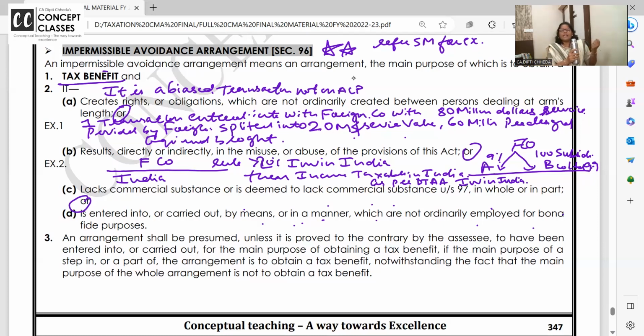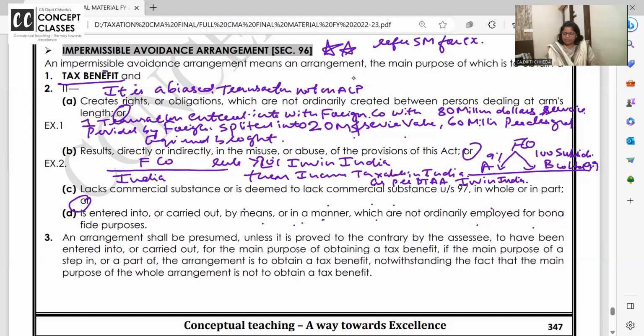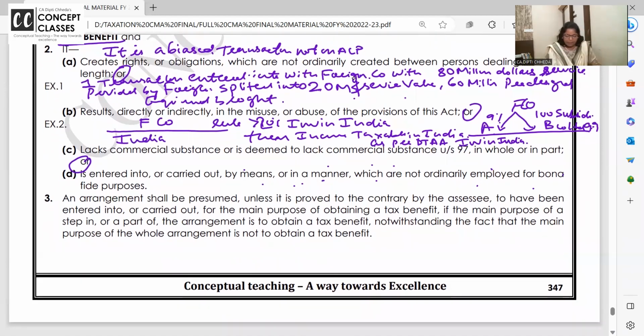Diagram draw करना है, exam में नहीं draw करना है, but they'll give you the case and it will be clear. Whatever example I'm giving, I'll click the picture and upload the PDF in that same folder so that it is clear to you. It is carried in, ye ho gaya.